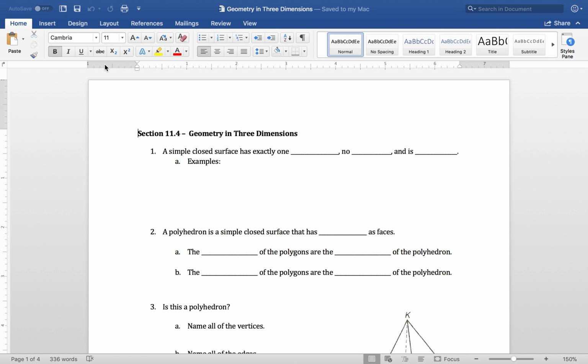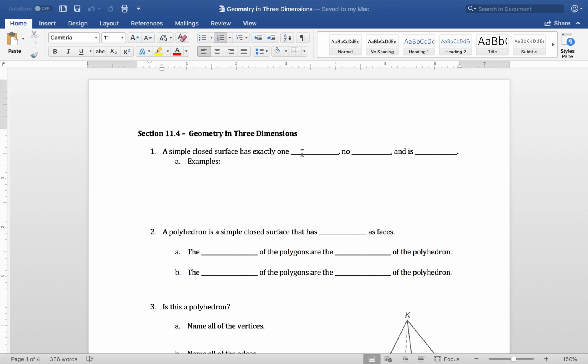Let's talk about 3D shapes today. And unfortunately, it's going to be very definition heavy. Just like we were dealing with 2D shapes, we're going to start with something that's simple and closed. This time we're going to call it a surface though, because we're going to have these 3D areas.